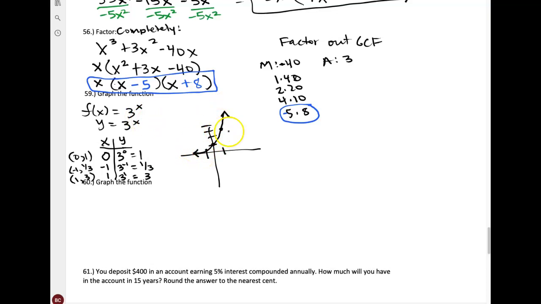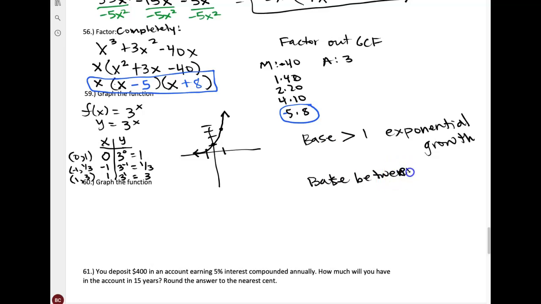So this is exponential growth, right? Because our base is bigger than 1. Okay, so when the base is bigger than 1, it's exponential growth. Right? If the base is between 0 and 1, then that is decay. So if we had something like y equals 1/3 to the x power, then this is exponential decay.